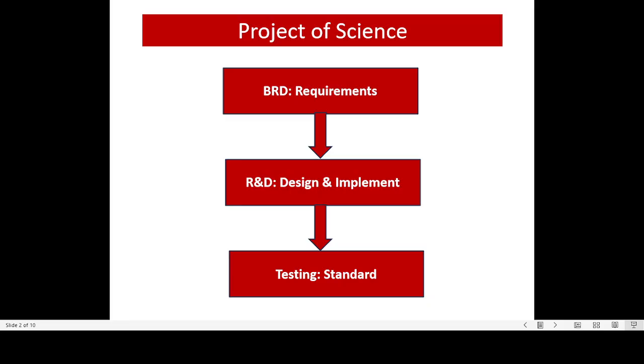Once the requirements are done, you go to R&D and design, develop and implement the requirements in the form of a model of science. And lastly, you conduct the testing, but what you need is a standard or criteria to conduct a test against requirements to be able to say, yes, it meets all requirements for science, therefore it's science. No, it's not science because it failed to meet all the requirements. Clear?